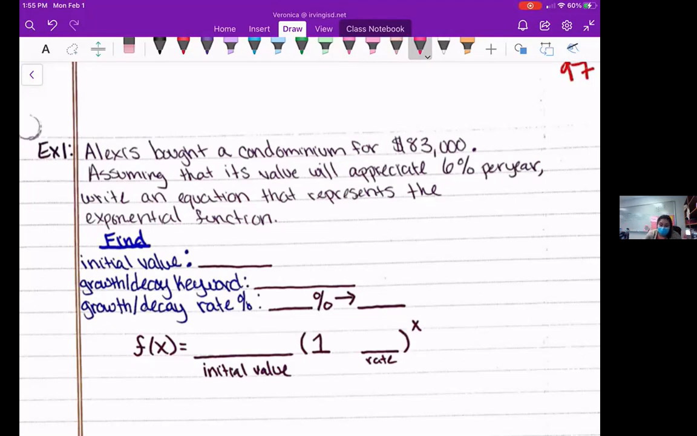So right here, Alexis bought a condominium for $83,000. So obviously this is my initial value, right? So 83,000, which I know is my A, right? Which I also know is my y-intercept.